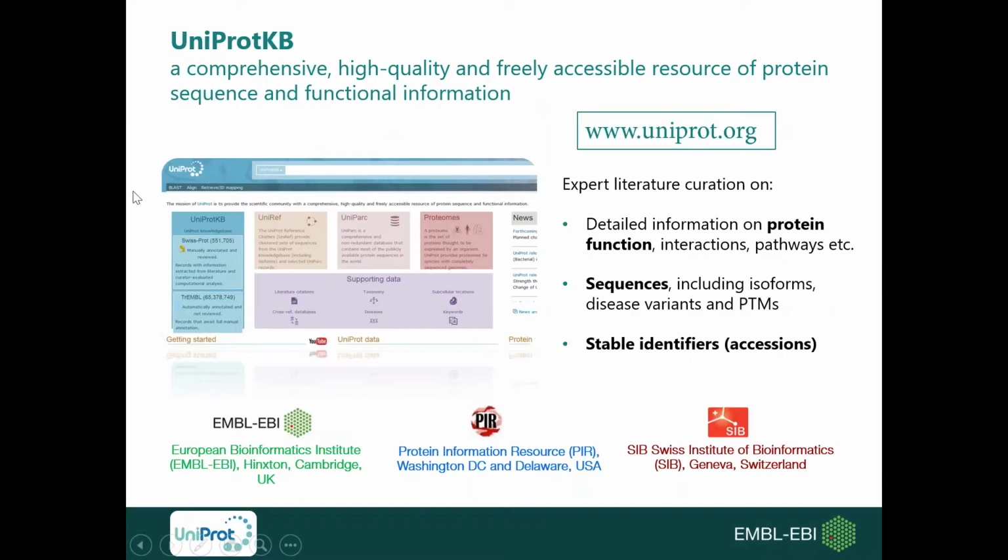At UniProt, we provide the scientific community a comprehensive, high quality and freely accessible resource of protein sequences and functional information. We aim to provide expert literature curation on detailed information on protein function, interactions, pathways, and more. We provide primary protein sequences, including isoforms, disease variants, and post-translational modifications. Importantly, we provide stable identifiers to identify specific proteins, which should be used when citing UniProt entries.